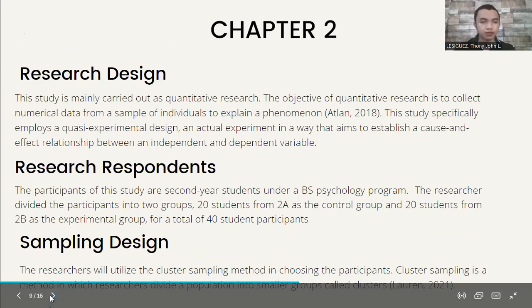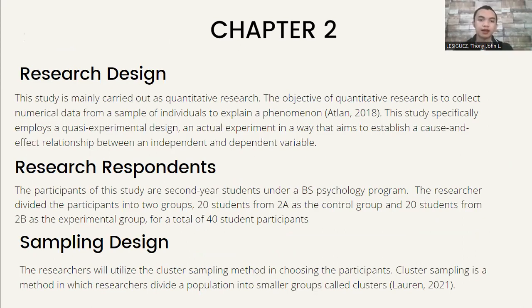So chapter 2, research design. This study is mainly carried out as a quantitative research. The objective of quantitative research is to collect numerical data from a sample of individuals to explain a phenomenon. Research respondents. The participants of this study are second-year students under the psychology program. The researcher divided the participants into two groups, 20 students from 2A as the control group and 20 students from 2B as the experimental group, for a total of 40 participants. The sampling design. We will utilize the cluster sampling method in choosing the participants. Next slide.